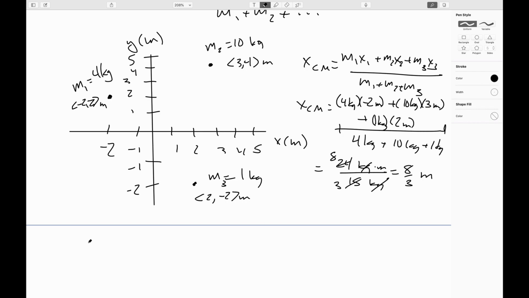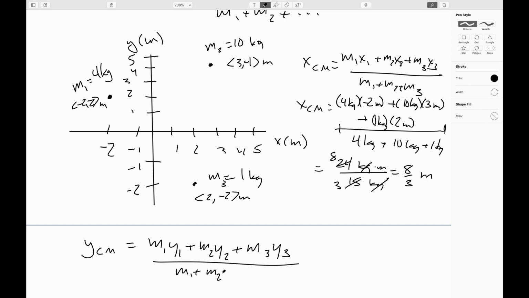And then we can do the same thing for the y component of the center of mass. That's going to be equal to m1 y1 plus m2 y2 plus m3 y3 over m1 plus m2 plus m3. All right, so we can go ahead and put in the values there.